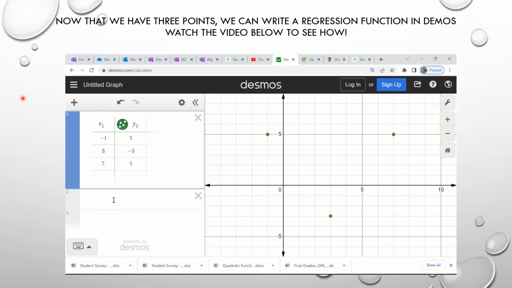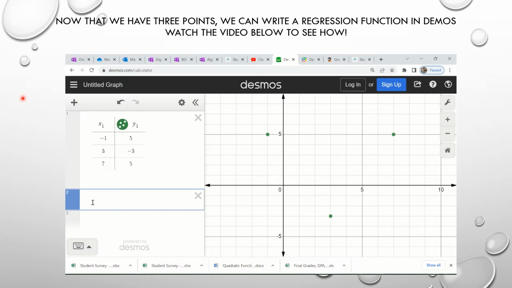Now, to do the regression, we're going to click into the second line here. And as with other regressions, we are going to use not x and y, but we're going to use x1 and y1. The reason for that is we want to tell Desmos to reference the table. The table is labeled x1 and y1, and Desmos needs to know that that's what we want it to look at. So we'll start by doing a standard form regression.